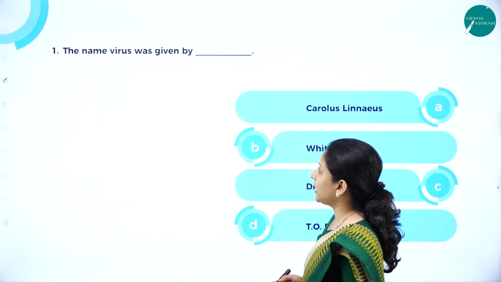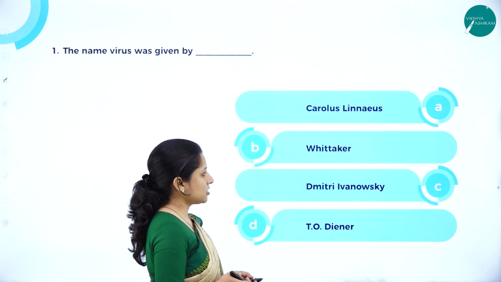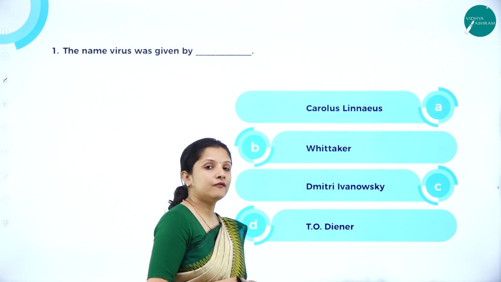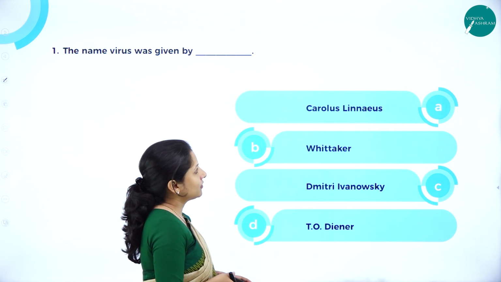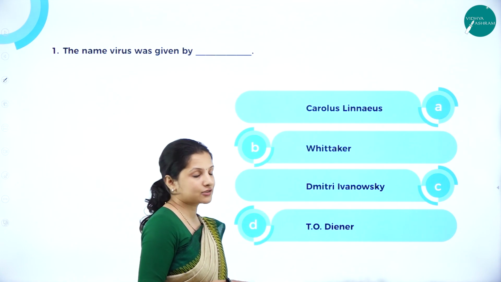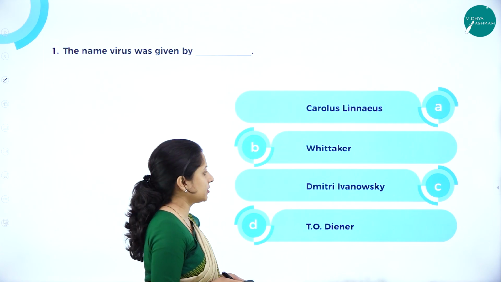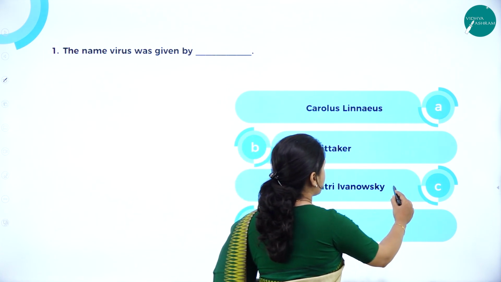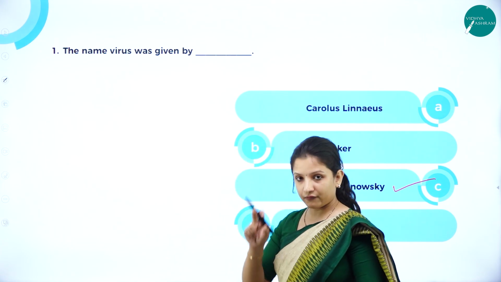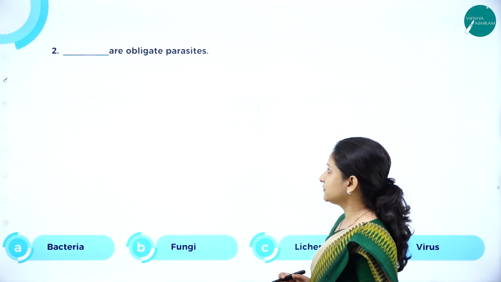So the first one: the name virus was given by Carolus Linnaeus, Whittaker, Dmitry Ivanovsky, or Theodor Diener. No, Theodor Diener gave the name viroids. Carolus Linnaeus is the father of binomial nomenclature. He has something to do with taxonomy. Is it Whittaker? No, Whittaker has something to do with the classification system, right? So the answer is Dmitry Ivanovsky, who was the first to discover viruses, and he was the one to call virus a poisonous fluid or venomous fluid.